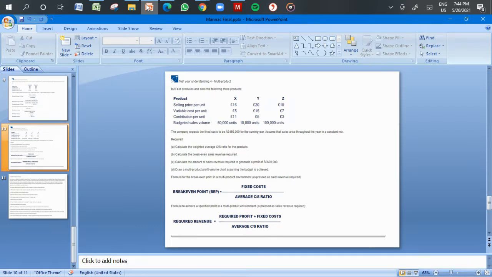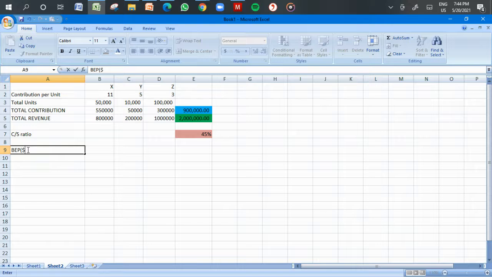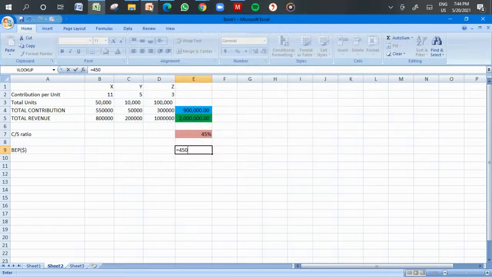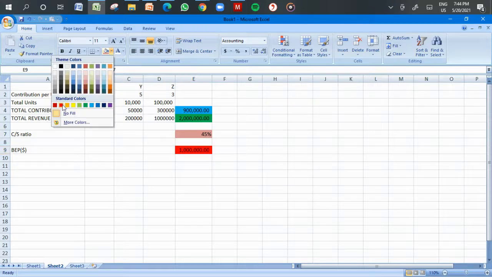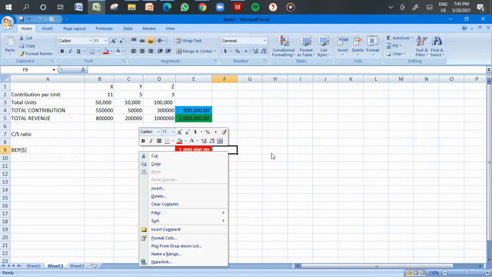Then requirement number 2 is saying calculate the break-even sales revenue. This one is simple. Break-even point in dollars will be equal to our fixed cost. We are told that the fixed costs are budgeted at 450, so 450,000. Then we divide by the contribution to sales ratio, this one. So this becomes our break-even point in dollars, the 1 million. Okay, so this is requirement number 2.